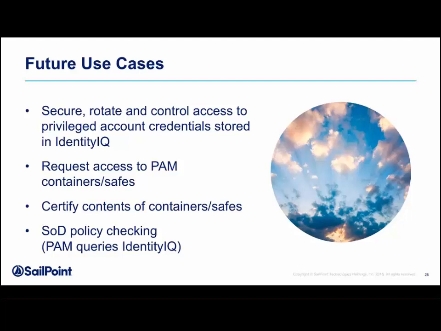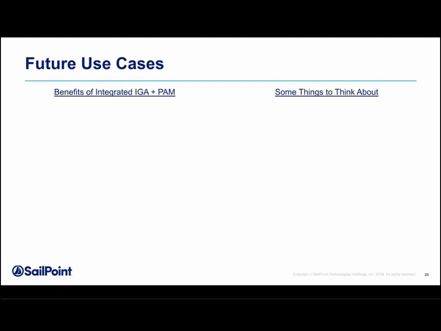And then SOD policy checking, not in the generic sense that I mentioned before, but now actually when the privileged account management system is creating a new safe, checking for SOD violations before actually creating a safe in the first place, because you wouldn't want to put a safe into motion and make it available if it had a toxic combo within it, right? So checking that in advance by querying Identity IQ is another feature we're looking at.